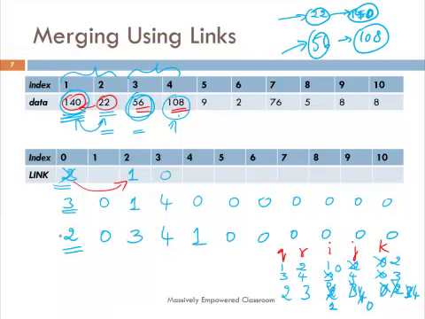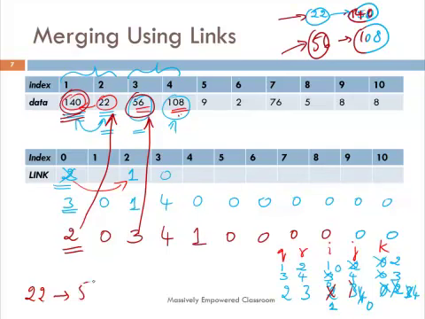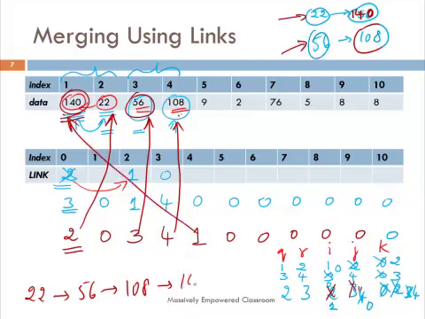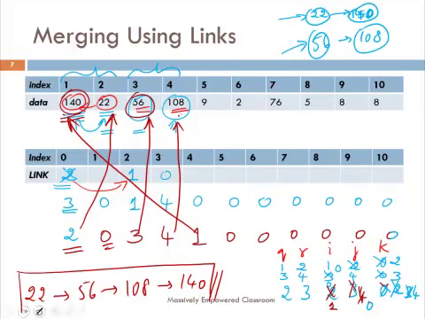Right? So we start with this position 2. That means we start with 22 because this 2 is pointing to this 22 here. Then I jump to the second position of the array which is pointing to 56. That is now pointing to 4 which is pointing to 108. That is now pointing to 1 which is now 140. And that is pointing to 0. That means we end there. So we did get a sorted linked list. Right? So this is how it works.